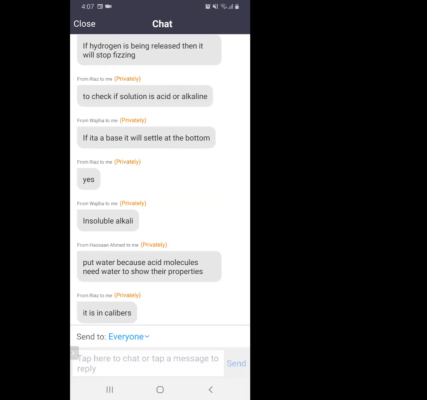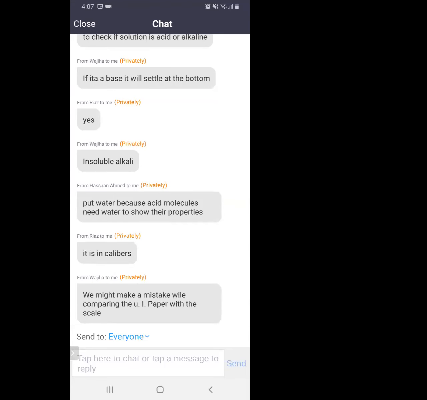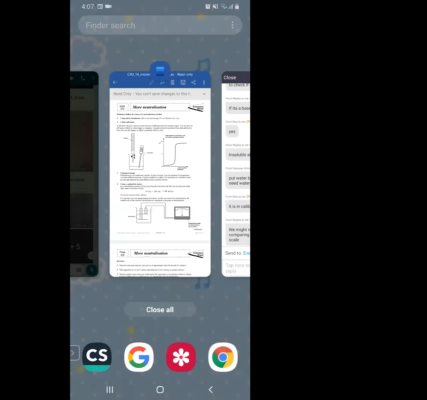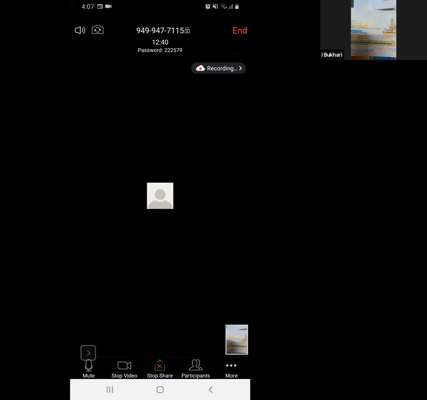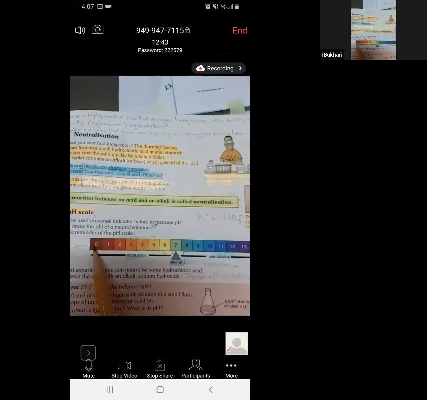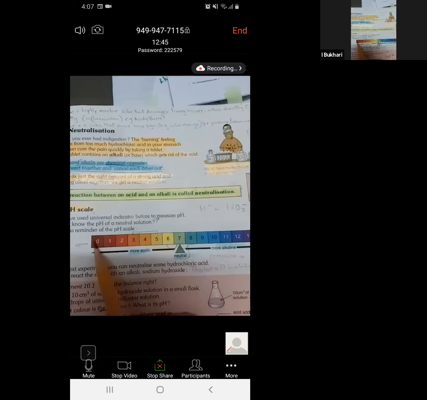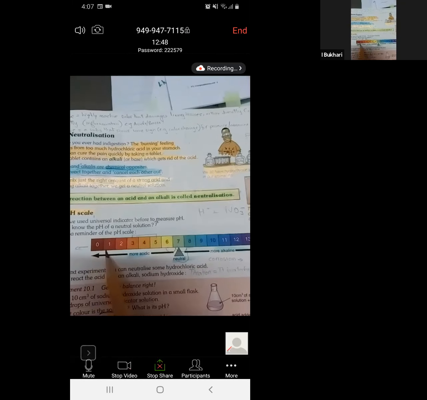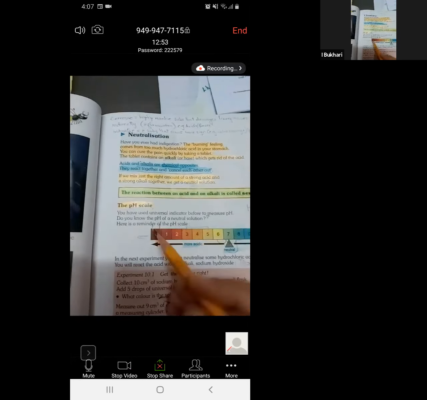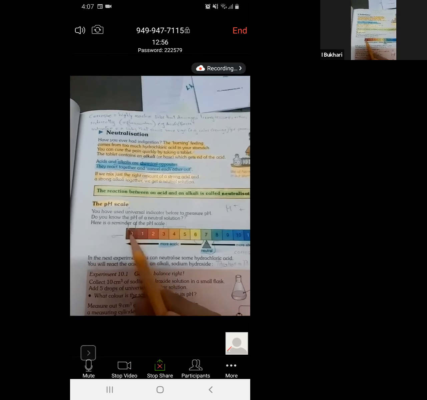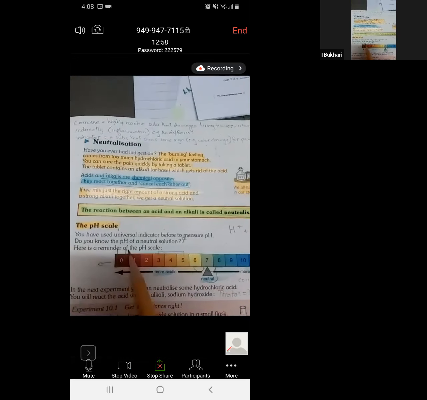Now, why is the universal indicator not that accurate? Because if you look at the universal indicator picture given in your book, there is no scale, right? Look at the page, or maybe I can show you the video. If you look at this universal indicator, there's a range. Can you see there's a range? So if the pH is somewhere here or here, both the solutions will have the same red color. So this is only an approximate value.